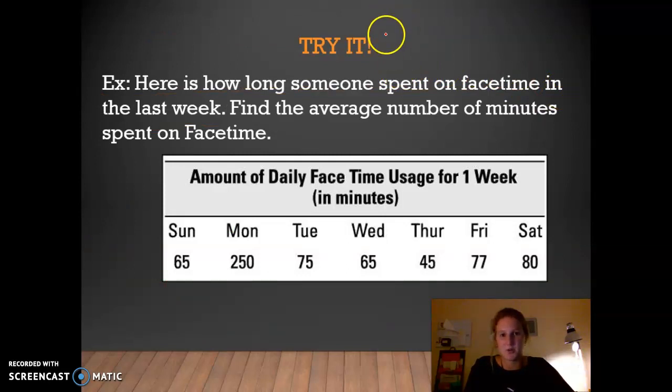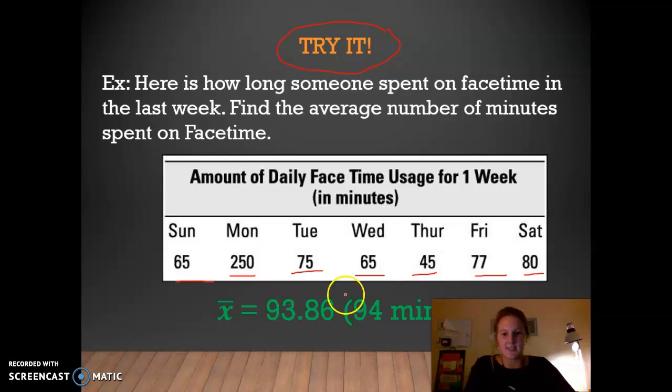Here's another example you can try on your own, so I would pause me right now and try this one. It says, here is how long someone spent on FaceTime in the last week. Find the average number of minutes they spent on FaceTime. So we have Sunday through Saturday. Here's the minutes they spent on FaceTime. It's a lot per day, I guess, in a week. So pause me right now, add all the numbers up, divide by 7, and there's your average. You should get an average, x bar, of 93.86, so about 94 minutes this person spent on average on FaceTime in a week. That's a lot of minutes. They had a lot of people to talk to.